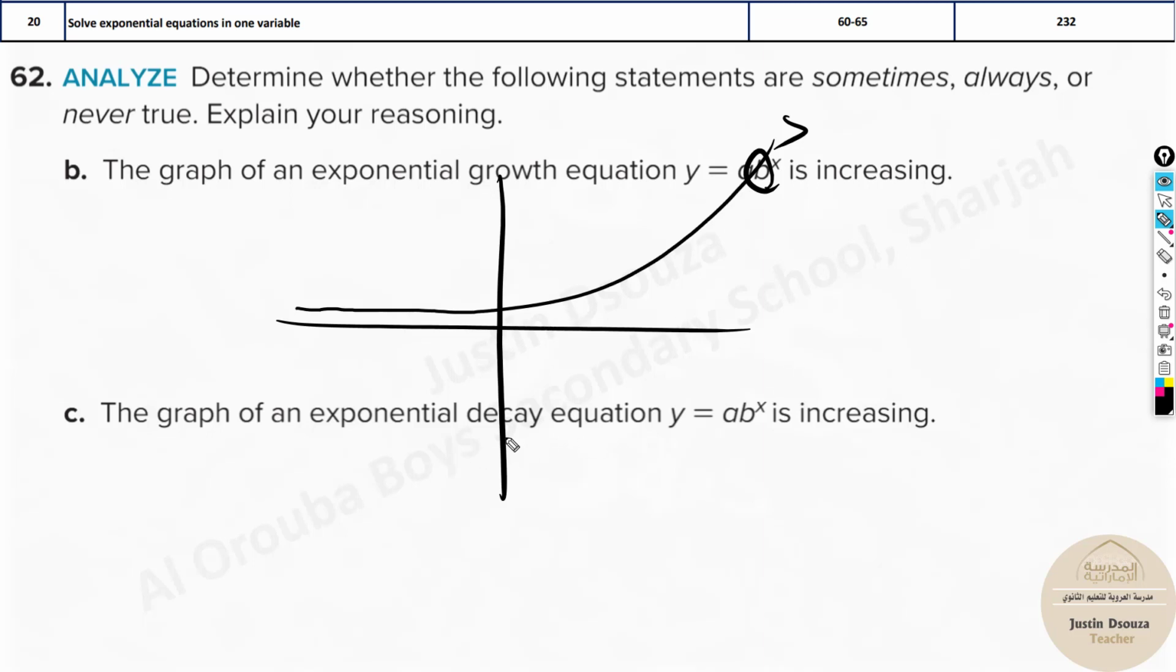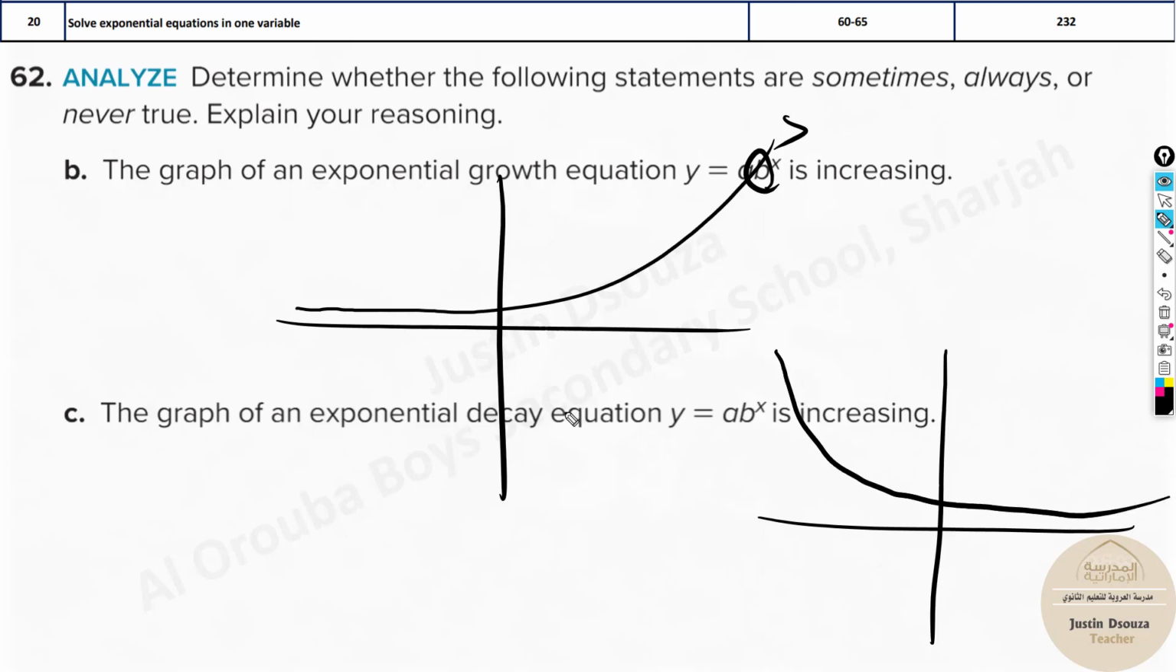Now, what is decay? Let's do this also. Decay is like this. It comes down, okay? Like this. So, this is the exponential graphs. If it is growth, it goes up. If it's decay, it's going down. The graph of an exponential growth is increasing. Yes, it's always increasing. Whereas the graph of exponential decay is not increasing, it's always decreasing.